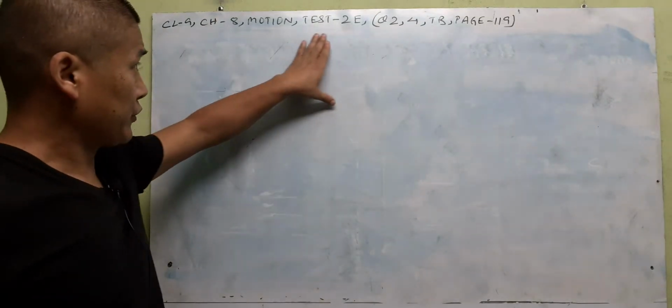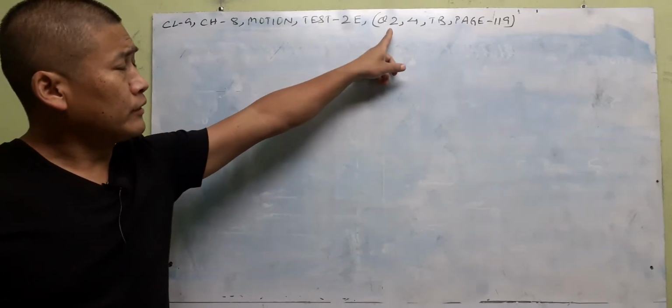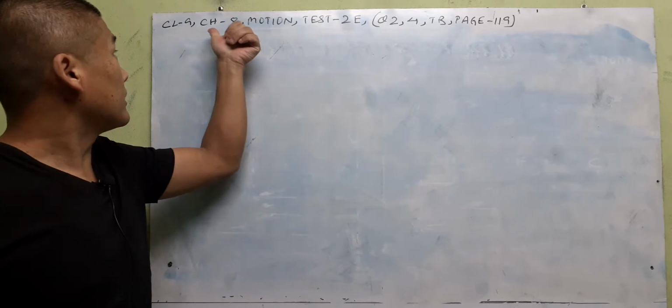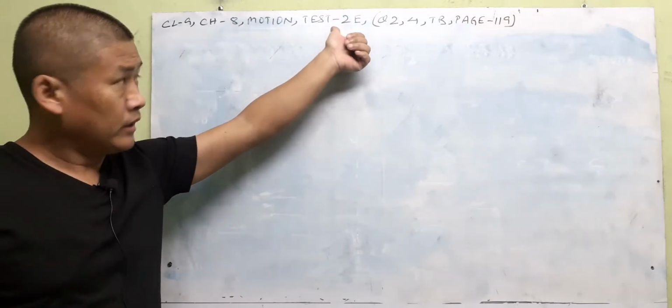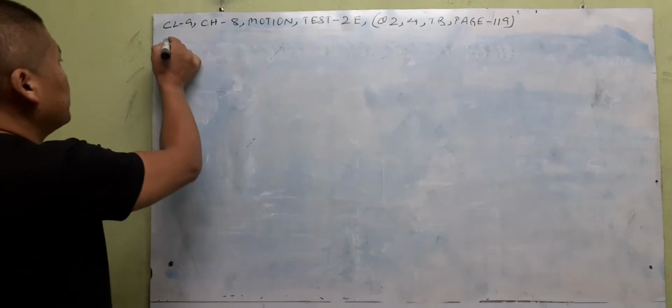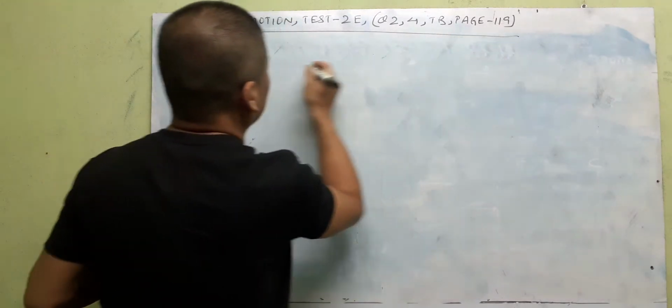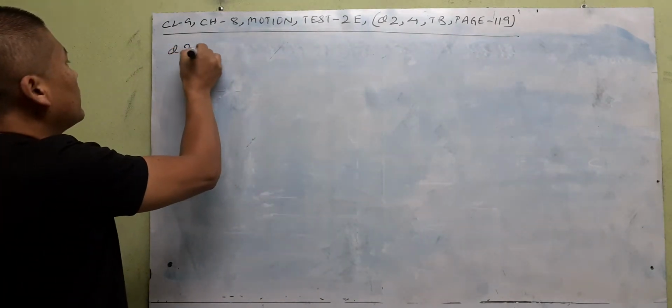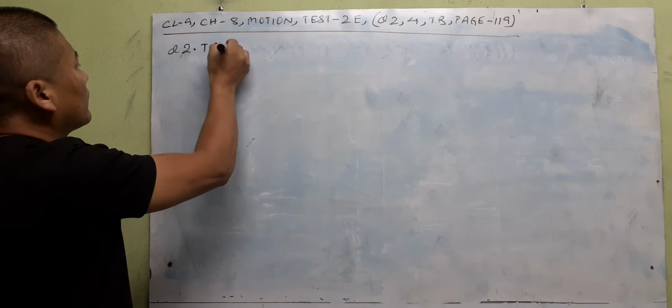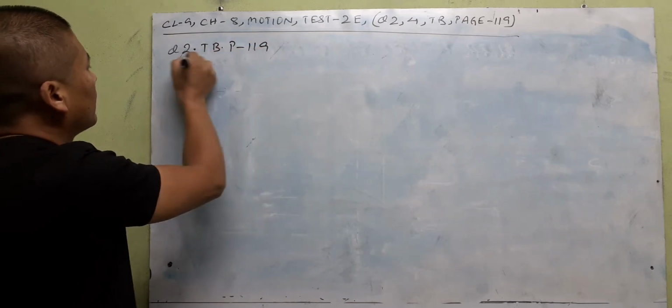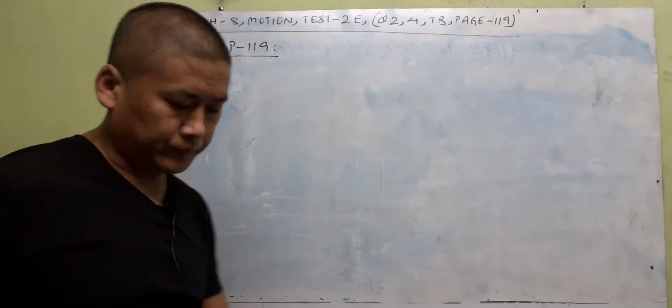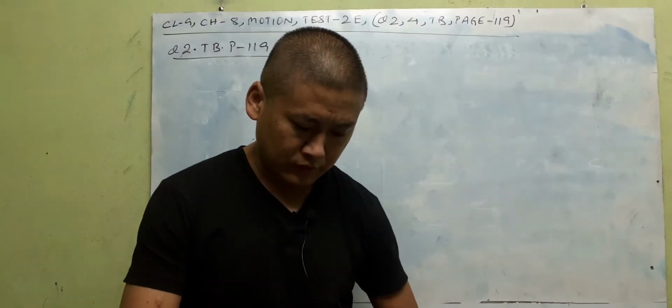So in this portion here, we're going to do the remaining two questions for this test portion, okay? 2E. Those are 2 and 4. So let us start with 2 here. Question number 2. This you'll find on textbook, page 119. Okay. Let us listen to the question.